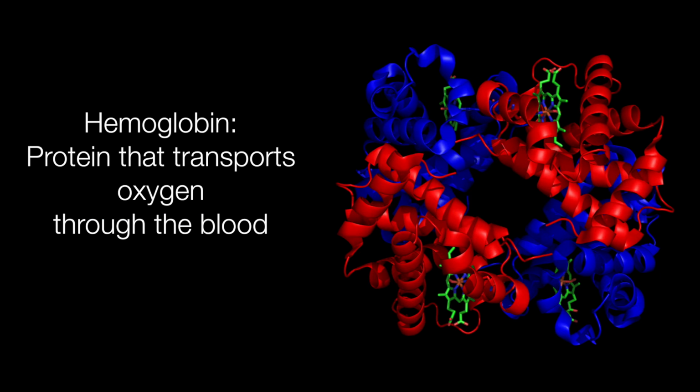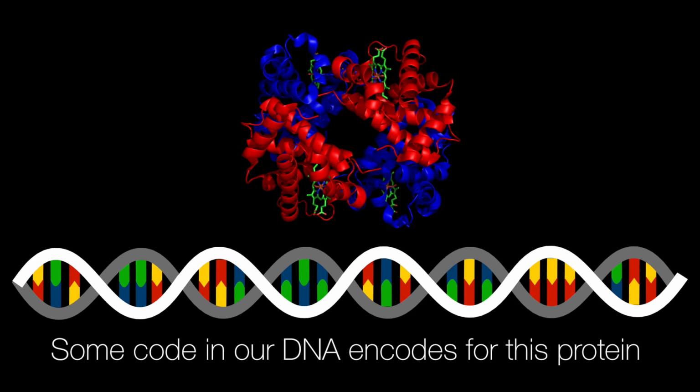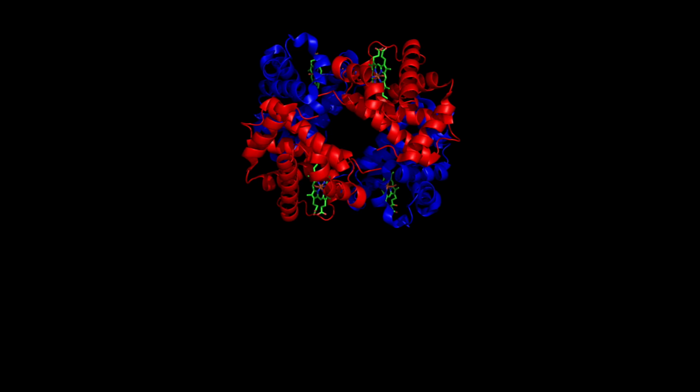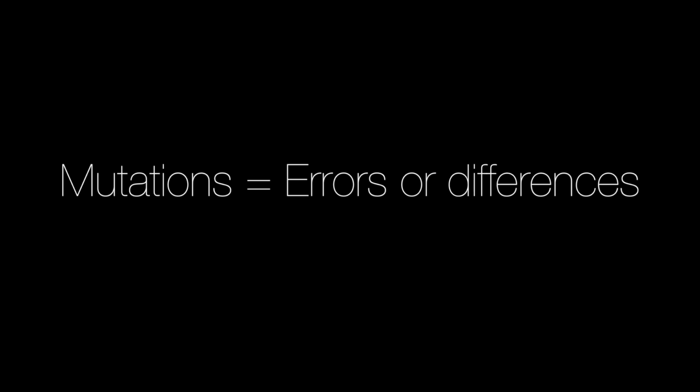Here is an example: hemoglobin. This protein transports oxygen through the blood. There is some code in our DNA that encodes for this protein. Species related to us have the same genes and the same proteins we do. A very important concept are mutations, which are differences or errors. Let's really tap into what a mutation is.